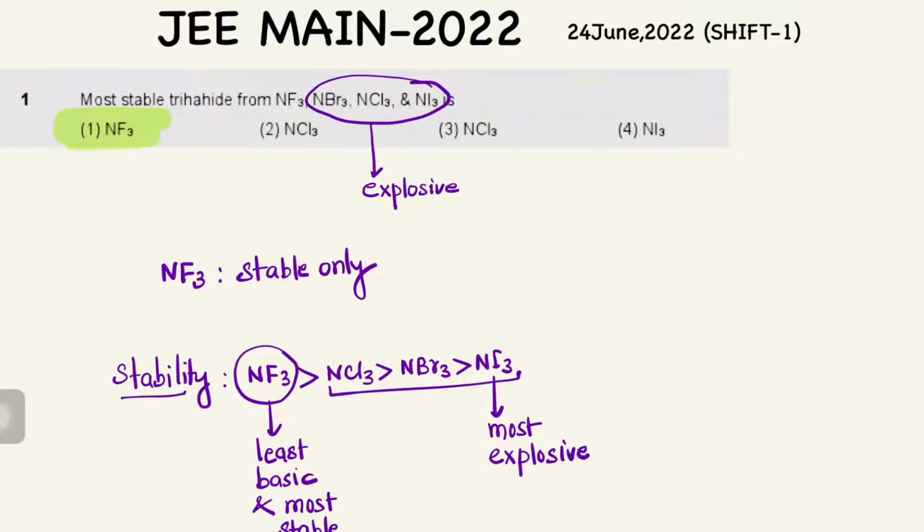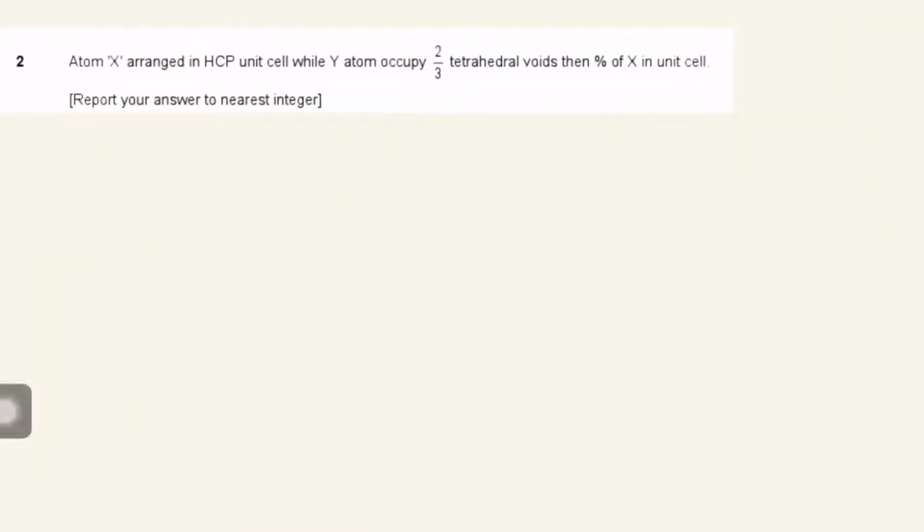Now let's move to the second one. Atom X is arranged in HCP unit cell while Y atoms occupy 2/3 of tetrahedral voids, then find the percentage of X in the unit cell. Report your answer to the nearest integer. So X is forming HCP. We know that the effective number of atoms in HCP is 6. Hence the number of X atoms will be 6.